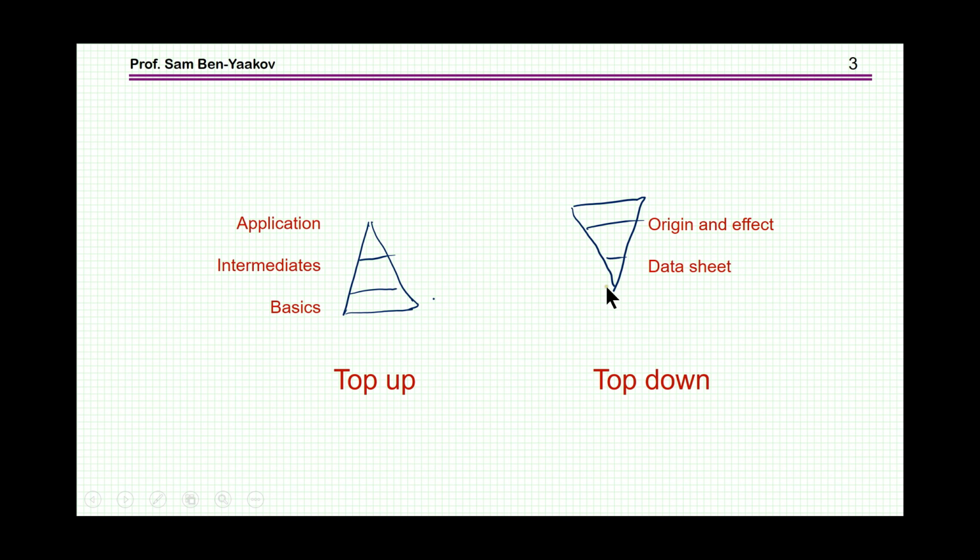That is, start with a data sheet of a real transistor, and then go into the reason why we have these parameters, how they originate, what they're doing to the circuit, etc., so as to find details of all the meaning of these parameters. So this is the idea behind these lectures.